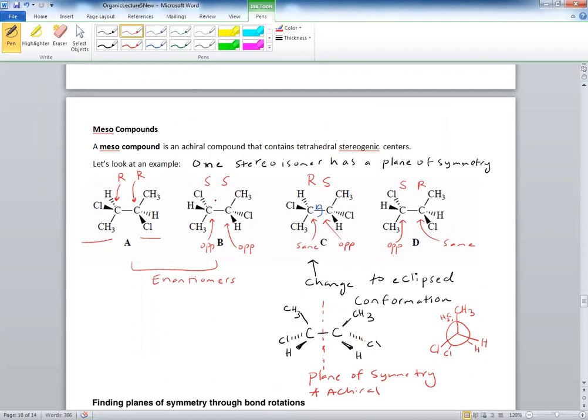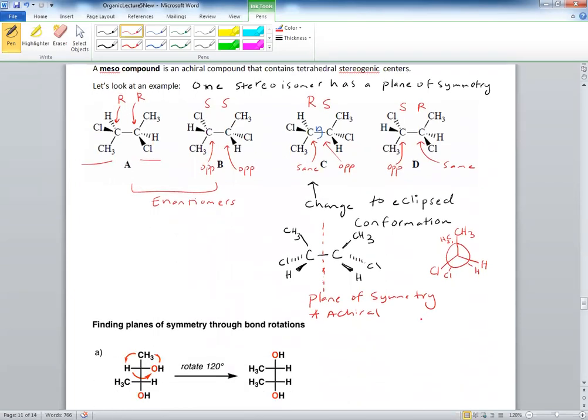If you say, okay, let me do this on the other ones, let me switch them, you can do a rotation. It's not going to give you a plane of symmetry on either one of these. These do not have a plane of symmetry. And of course, in this case, C and D are identical.